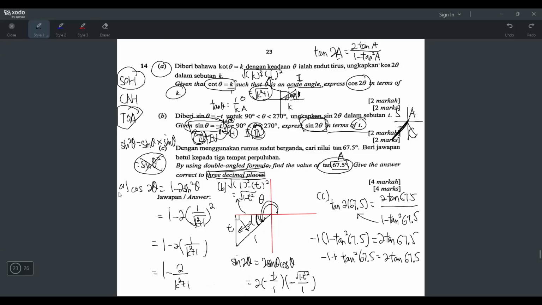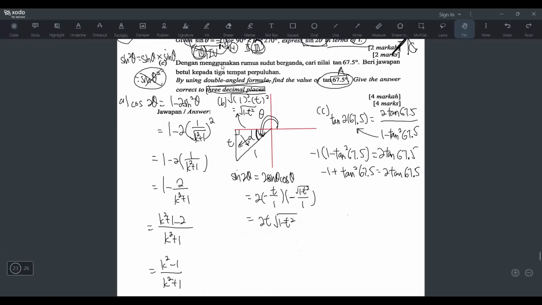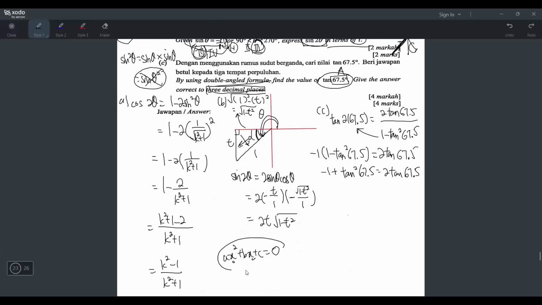Okay, you will realize that this is actually a quadratic equation. Usually a quadratic equation is like ax square plus bx plus c equals 0. But this one, the x is replaced with tangent 67.5, right? And whenever you solve the quadratic equation, you're trying to find x. So if your x is replaced with tangent 67.5, it means when you solve the equation, you are finding tangent 67.5, which is what they want here.